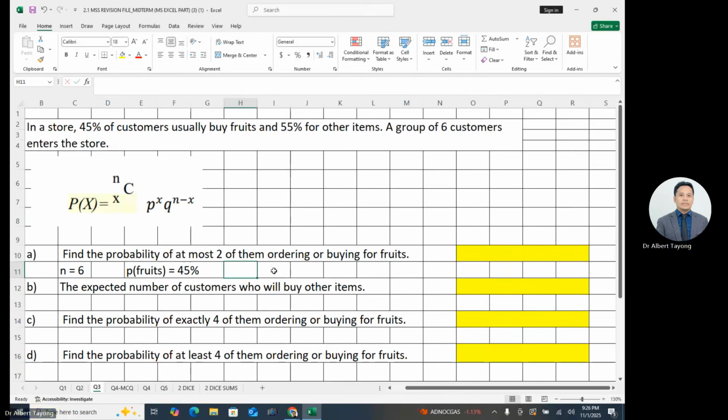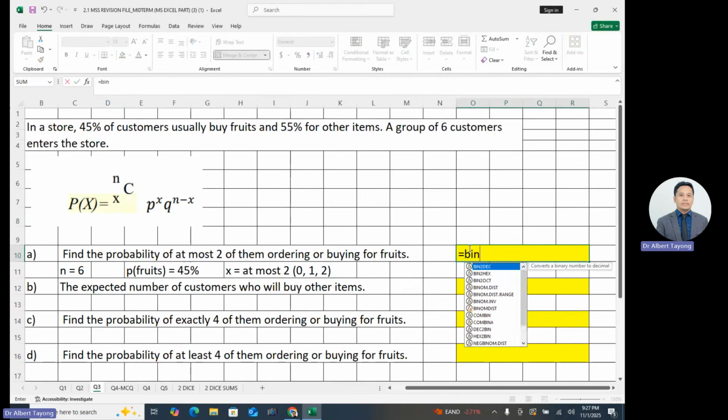And we have the X equals, this is the number of success. So we have at most 2. It means 0, 1, and 2. At most 2 means less than or equal to 2. And the lowest is 0 because, as I said a while ago, it is possible that no one buys fruits, for example, here. Okay, so the probability of getting a 0 customer is possible.